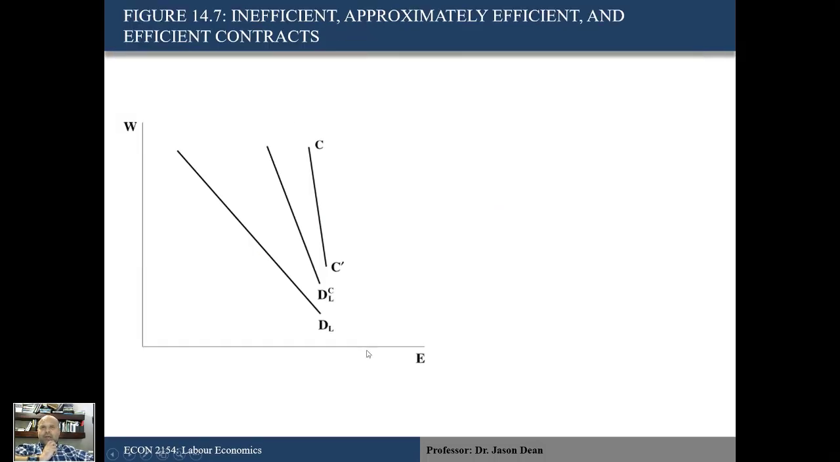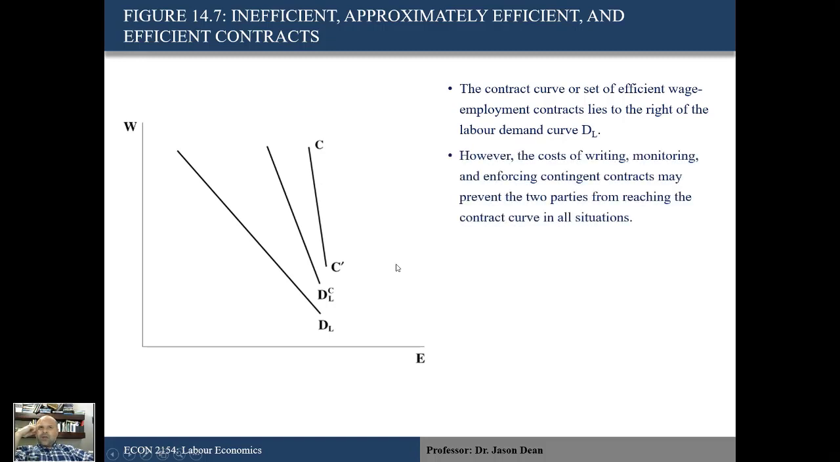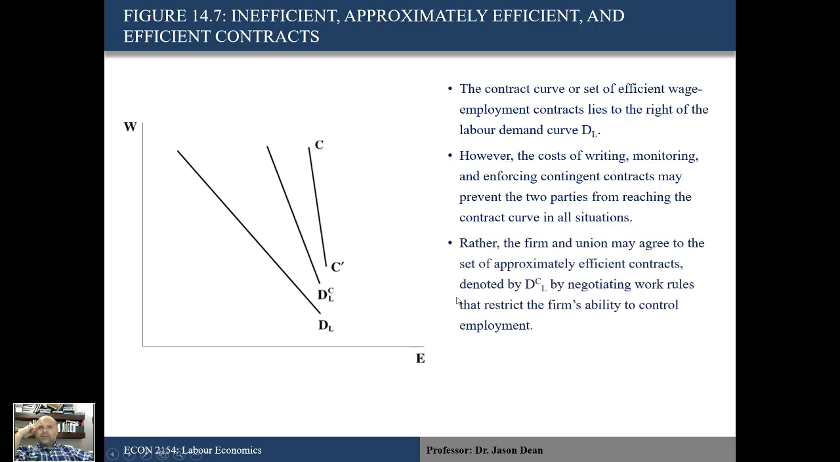So here in this diagram, we have our demand for labor curve. We know the contract curve will lie to the right. And so the contract curve, or set of efficient wage employment contracts, is here. Okay, it's always to the right of the demand for labor curve. But because of costs of writing, monitoring, and enforcing contingent contracts, it may prevent the two parties from reaching the contract curve in all situations. So they could maybe end up on some curve like this, which would be less efficient.